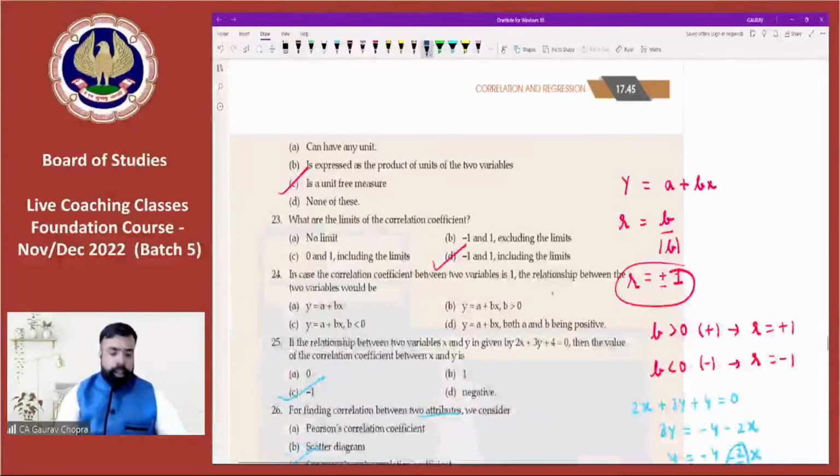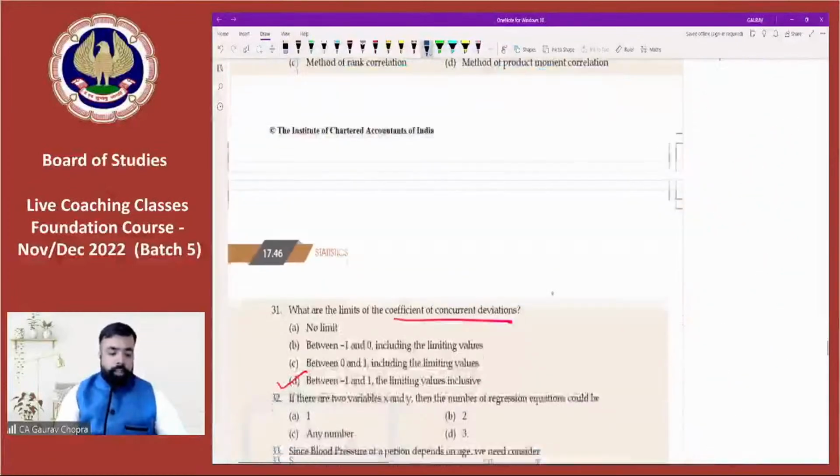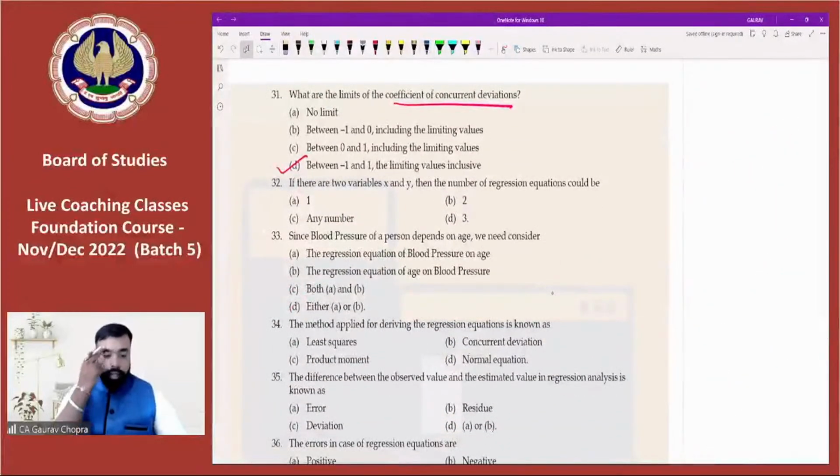Then next we can solve 32. If there are two variables x and y, then the number of regression equations could be. So how many equations are there? We know that there are two, x on y and y on x.